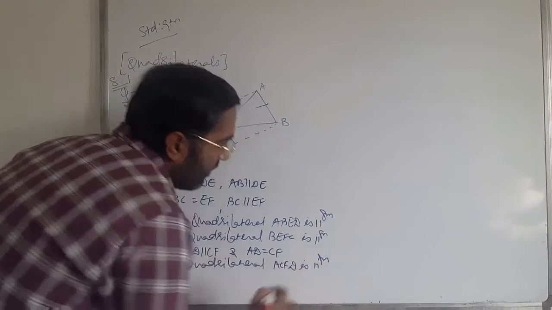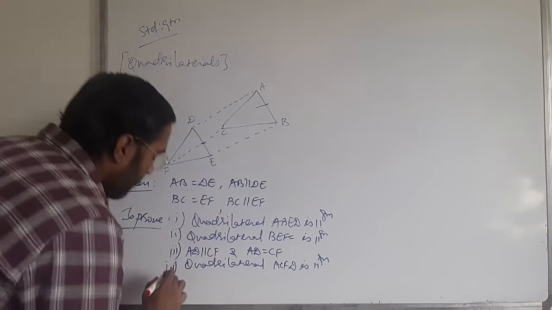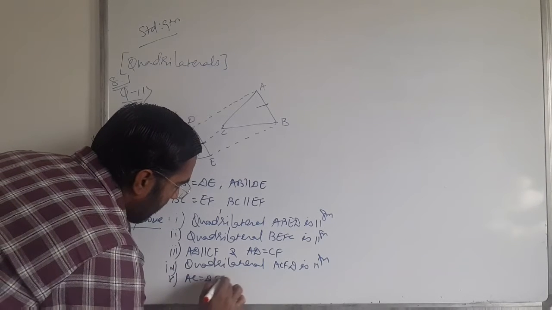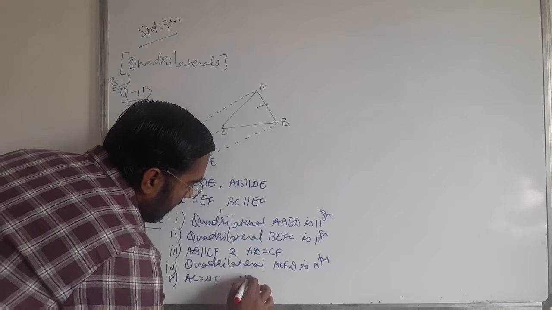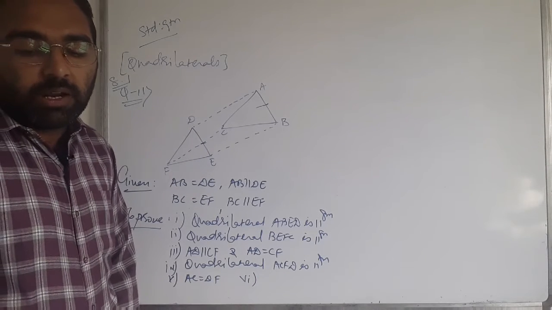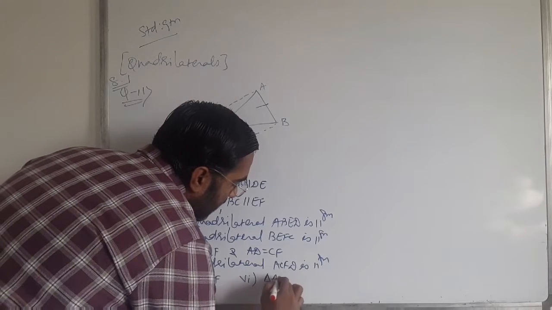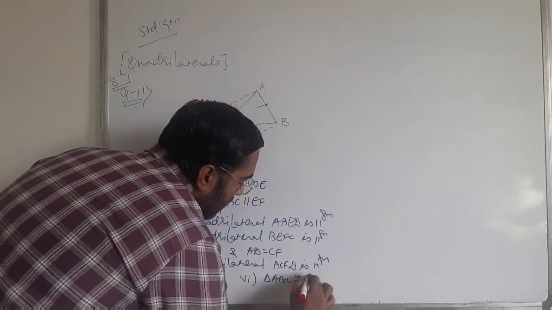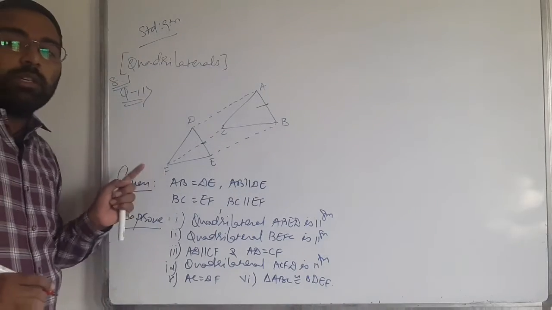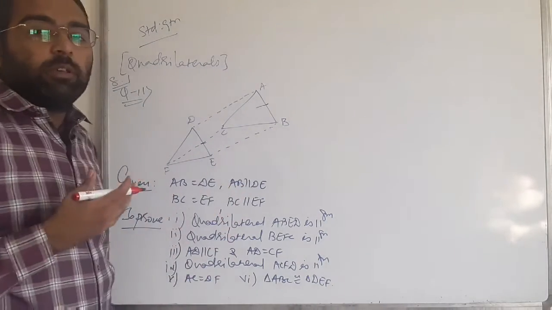After that, AC equal to DF. Fifth one, that is AC equal to DF. And last, the sixth one, we have to prove that triangle ABC is congruent to triangle DEF. Okay, so all these things we have to prove. So let's start with the proof.